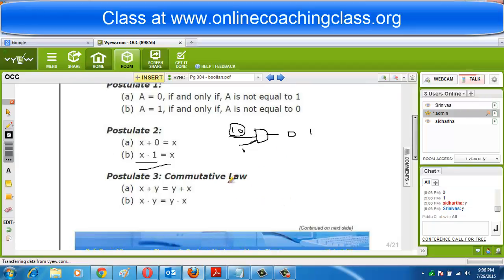Okay. Now this law is called the commutative law. Like in simple algebra, x plus y we can write as y plus x, same thing. And x dot y we can write as y dot x, same thing. Like in algebra, a plus b is equal to b plus a, a dot b is equal to b dot a.